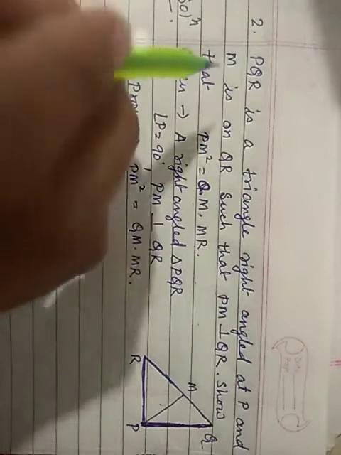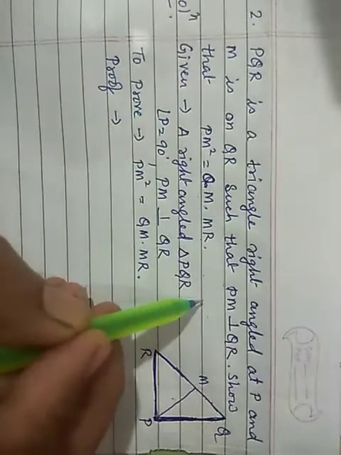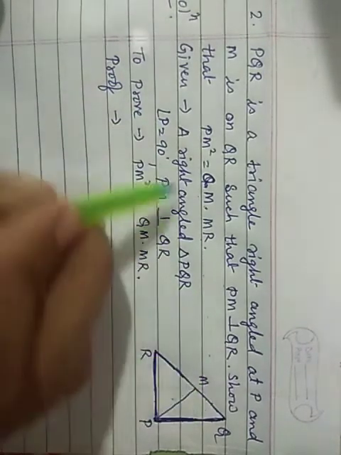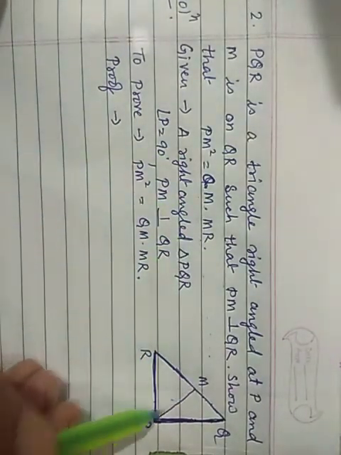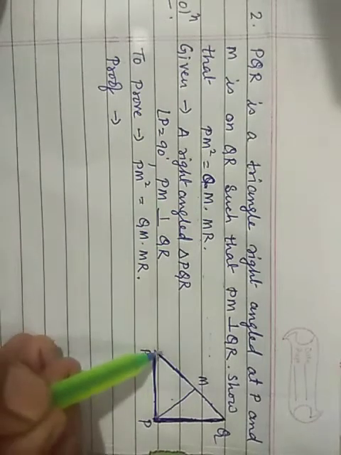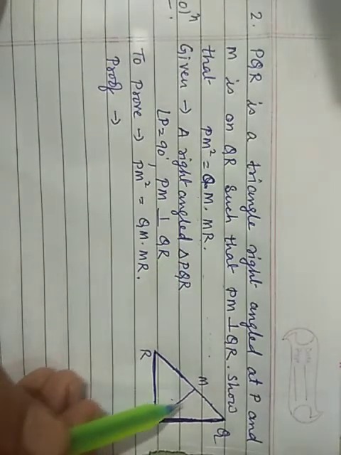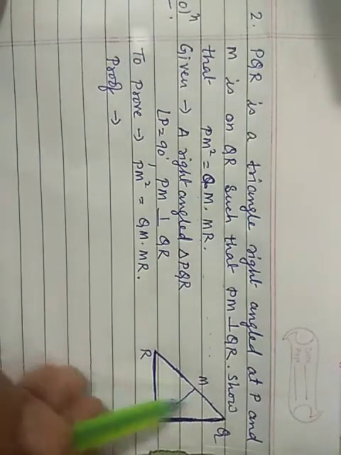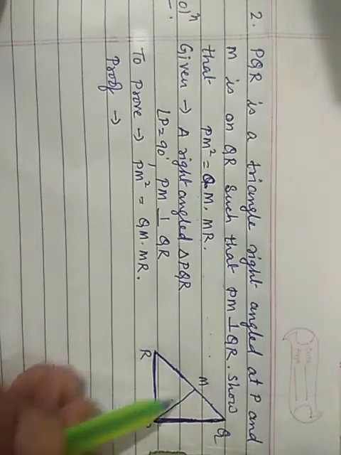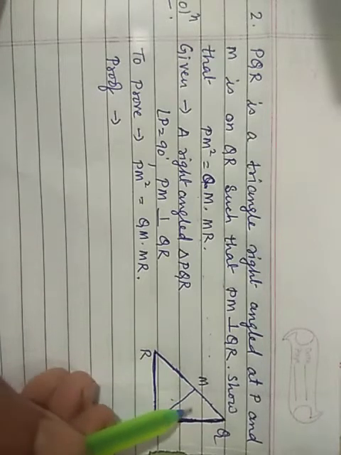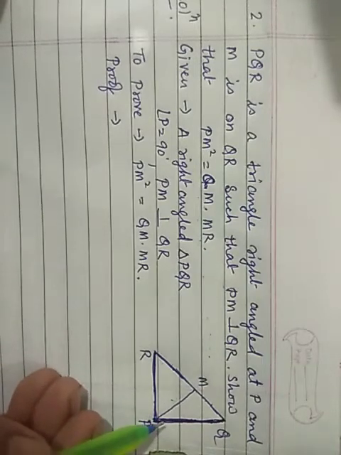Question 2. PQR is a triangle right angled at P and M is on QR such that PM is perpendicular to QR. Show that PM square is equal to QM into MR. So we can see that this is PM, this is QM and this is MR. So for PM square, we have to take PM two times, and QM and RM. These are sides of triangles PMR and PMQ. So we need to prove these two small triangles similar. See how we can prove this.